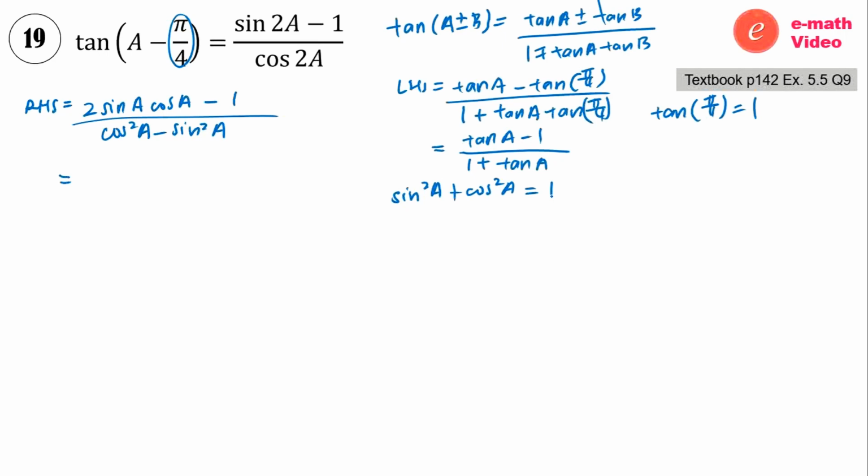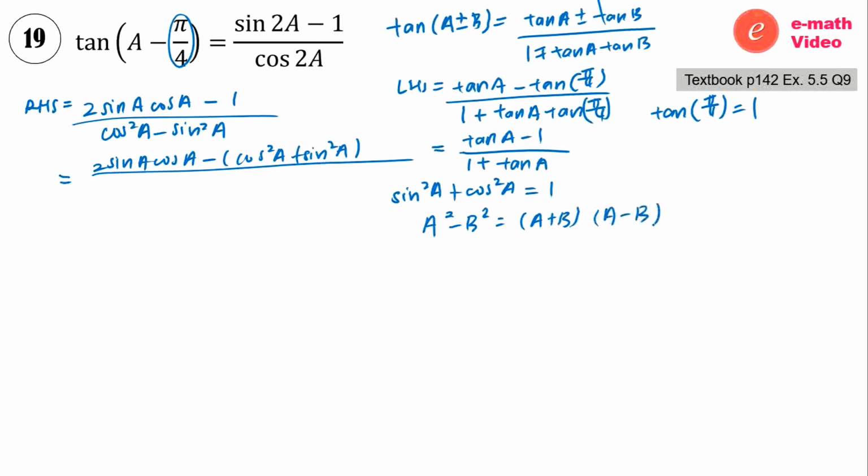But as you can see, below we have cos square A first. So I'm going to write it like this: cos A minus, I write cos square A first, cos square A plus sine square A, so that it is easier for us to cancel. And now below, same thing, A square minus B square is A plus B, A minus B. Equals to cos A plus sine A, then cos A minus sine A.